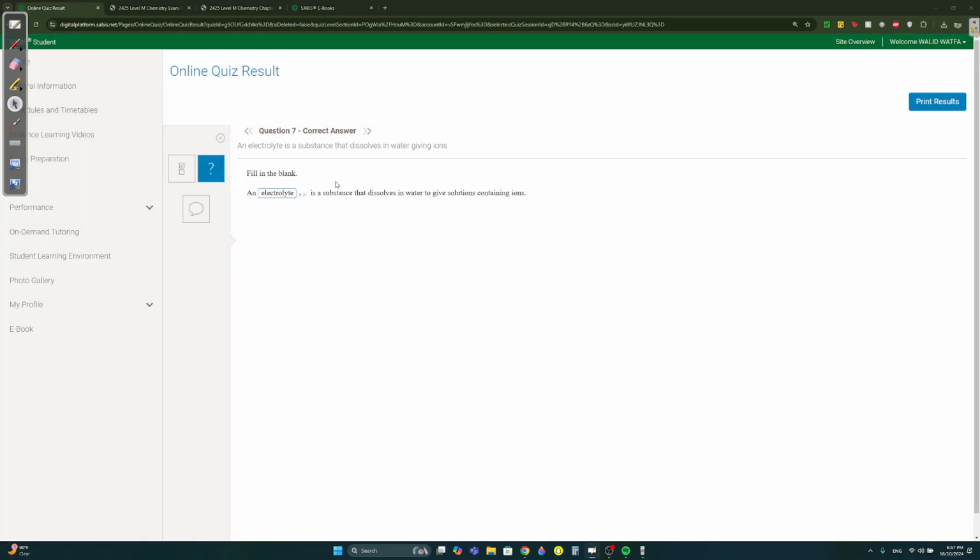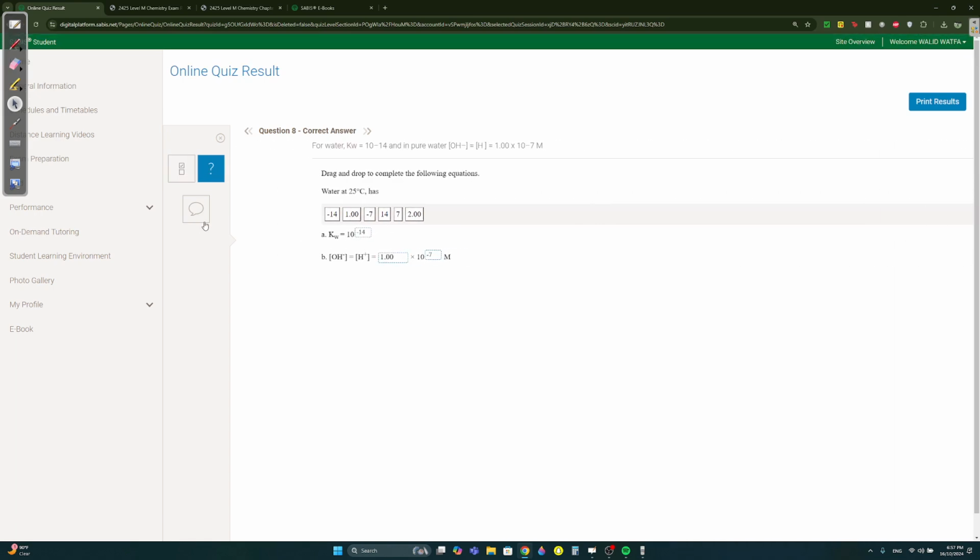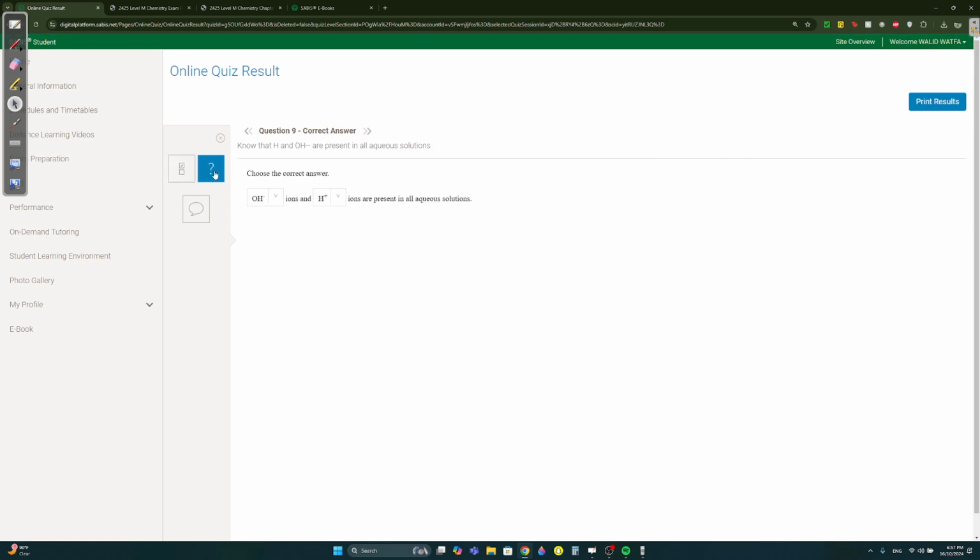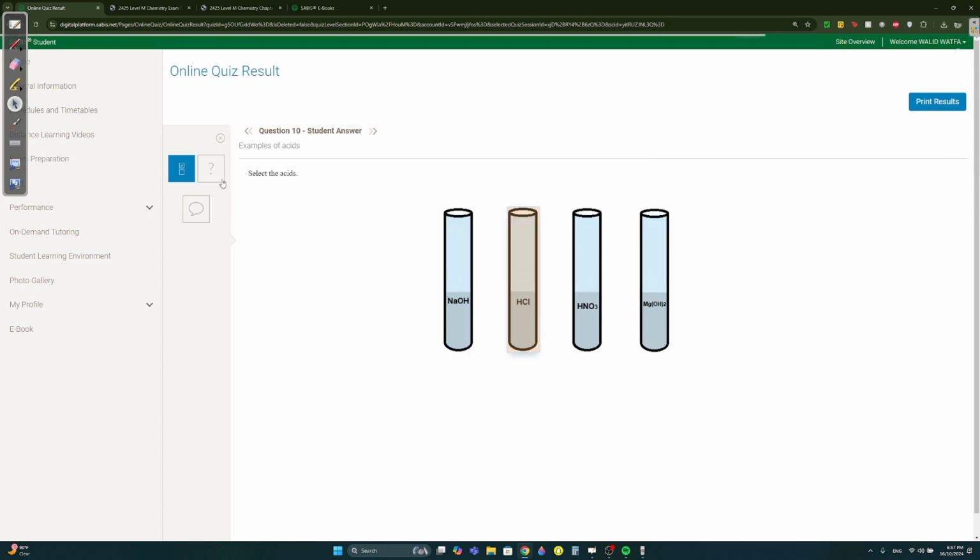Question 7. What is a substance that dissolves in water to give ions? Of course, it's an electrolyte, guys. Remember, it's not only preparing salts included for tomorrow, it's also last week's material, with the exception of chapter 2. Water at 25 degrees Celsius has Kw equal to 10 to the minus 14, and it's usually neutral, so H plus equals 1 times 10 to the minus 7. OH minus ions and H plus ions are present in all aqueous solutions, right?